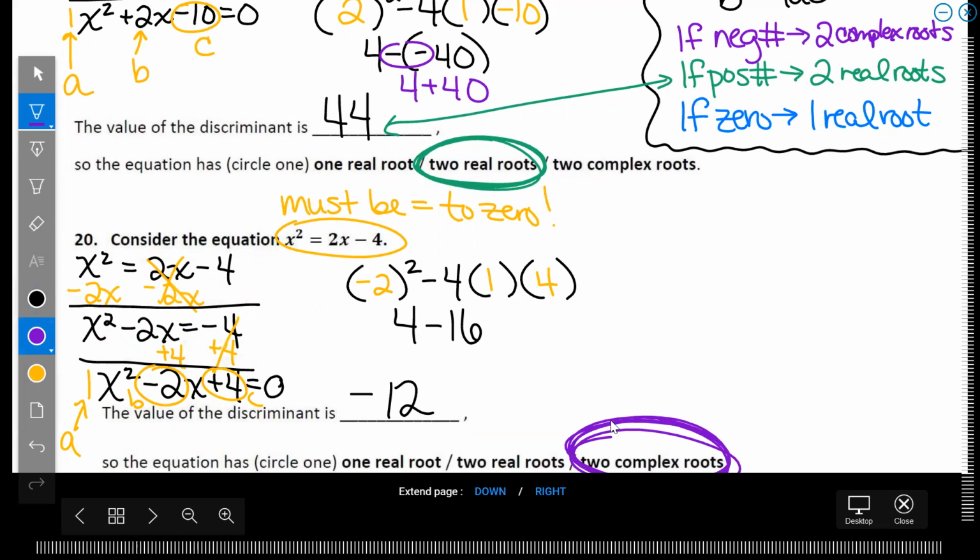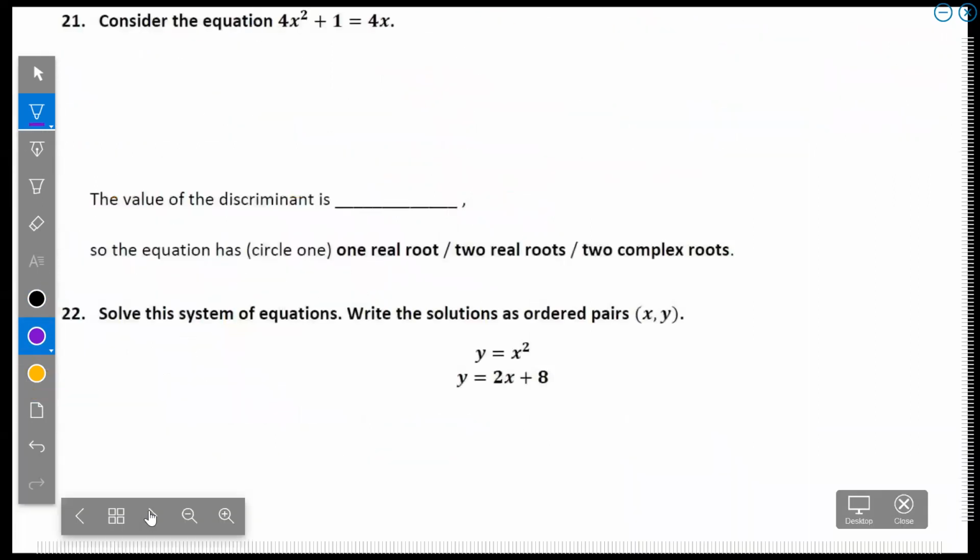Let's do one more like that. First, I need this to be what? Equal to 0. So how do I get this equal to 0? Minus 4x on both sides. That cannot combine with either of my other terms because they are not like terms.